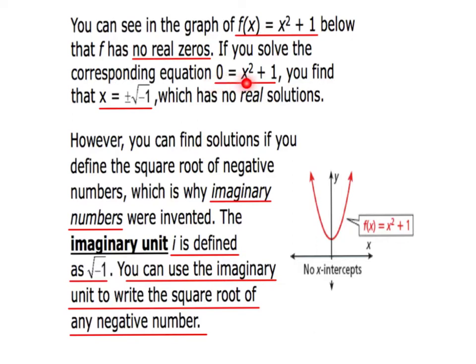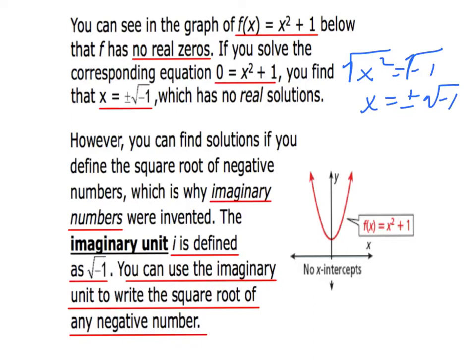If I were to take this, set it equal to 0, and subtract the 1 from both sides, let's go ahead and do that. x squared equals negative 1. We take the square root of both sides like this, and I get x is equal to plus or minus the square root of negative 1. Now, how do I handle that?